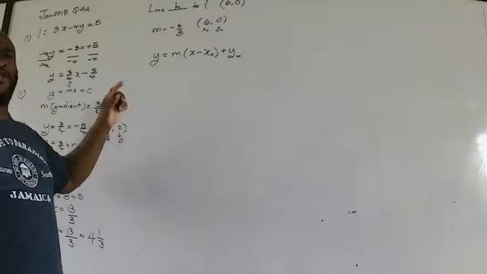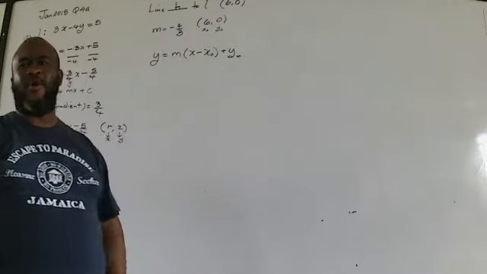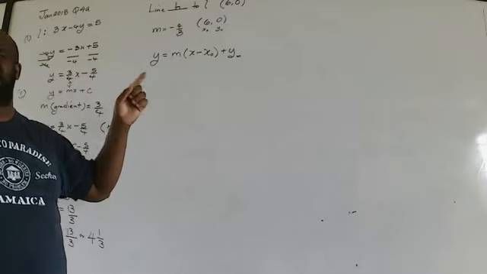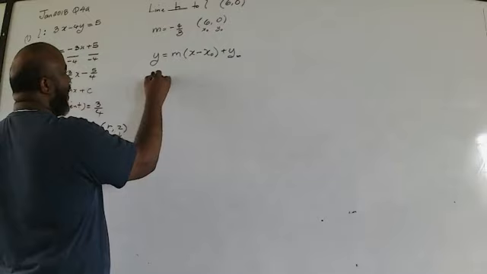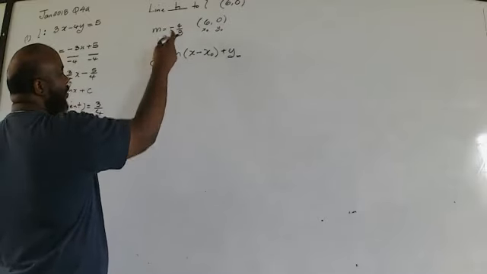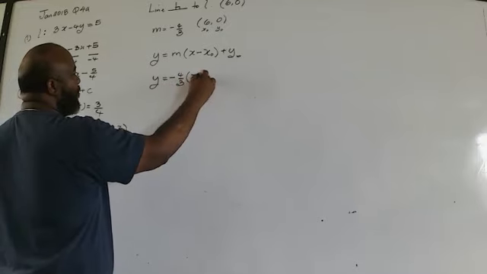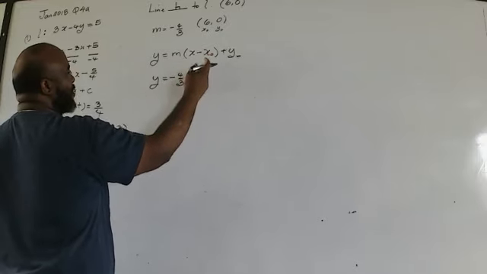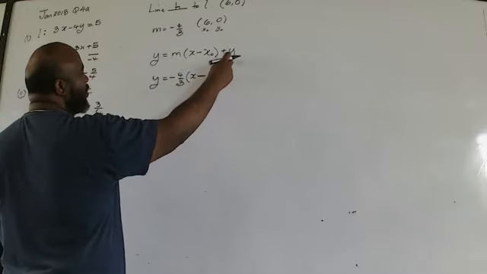The examiner told us that the line passed through 6, 0. So one point on the line is 6, 0. Stay with me. So y is equal to m. What is m? -4/3, into x minus x naught. What is x naught? 6. Plus y naught. What is y naught?